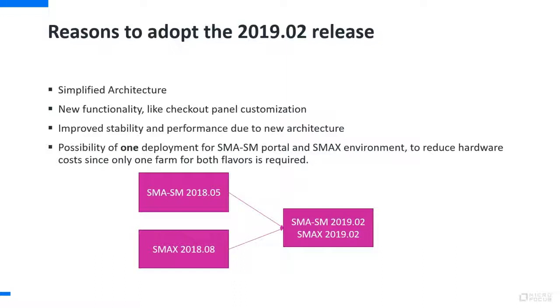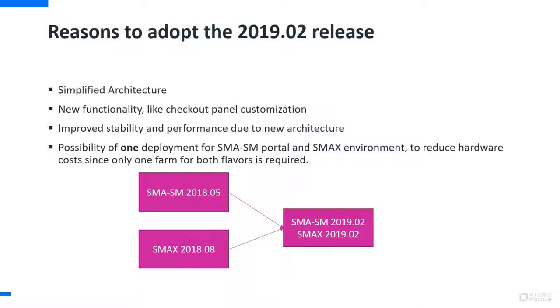So the main reasons for this customer to adopt the 2019-02 release are the following. First, simplified architecture, because in this new release we removed a lot of legacy technology from previous portals and made the architecture we put in place much simpler. That means it's easier to deploy, and it's also more stable to run.